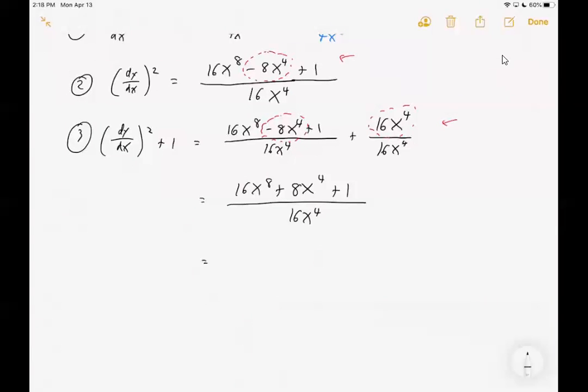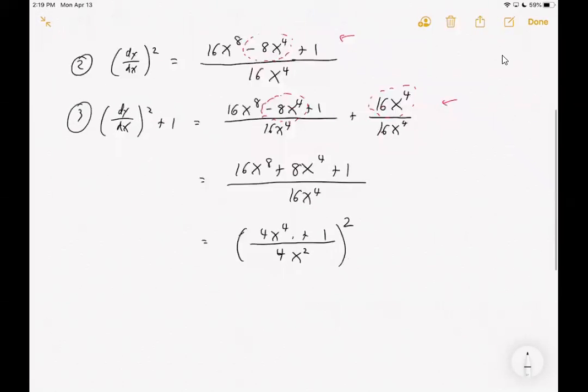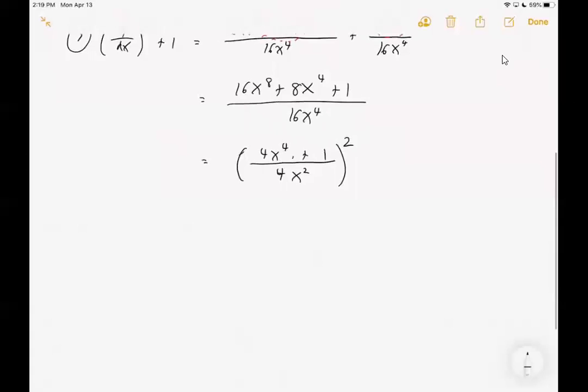All right, and I'm going to rewrite this as a perfect square right now. In fact, I'm going to rewrite the whole thing. The numerator is the perfect square of 4x to the 4th plus 1, and the denominator is the square of 4x squared. Therefore, the whole thing can be written the way I just wrote it. All right, so step 4 now will be easy. Step 4 leads to a very nice answer. Step 4 is take the square root.